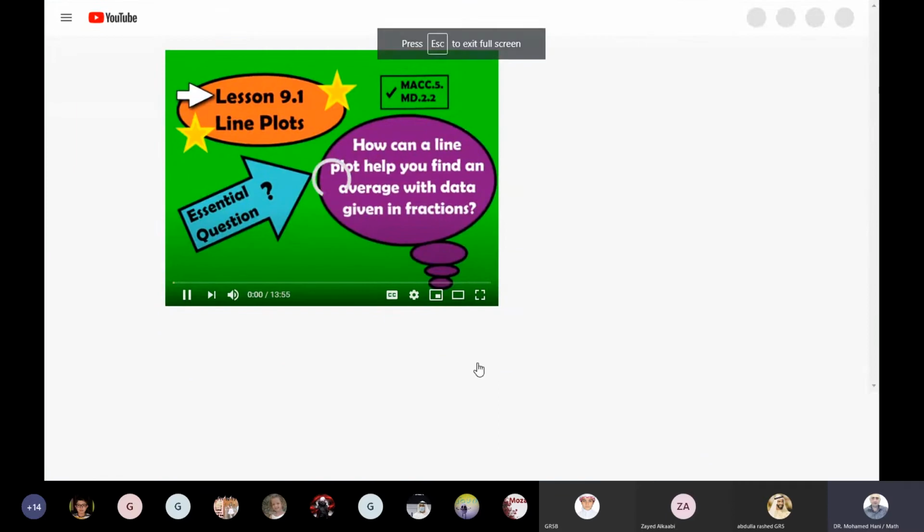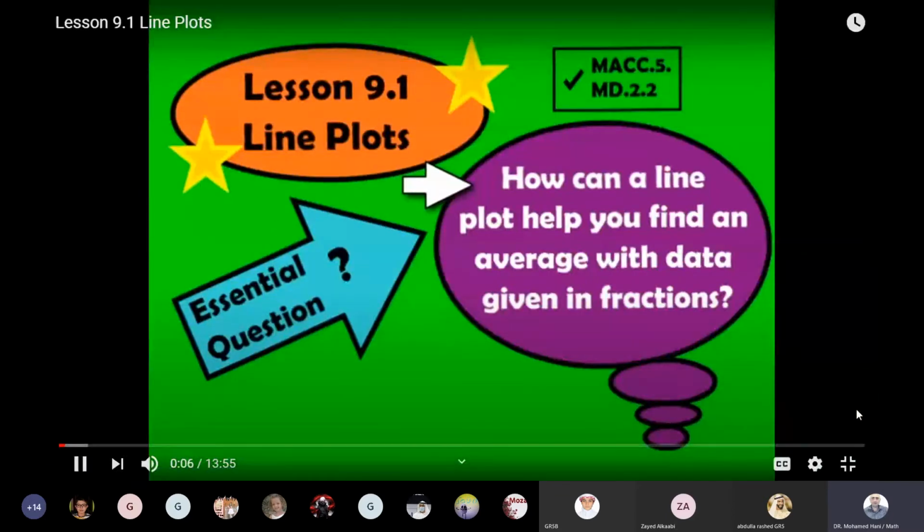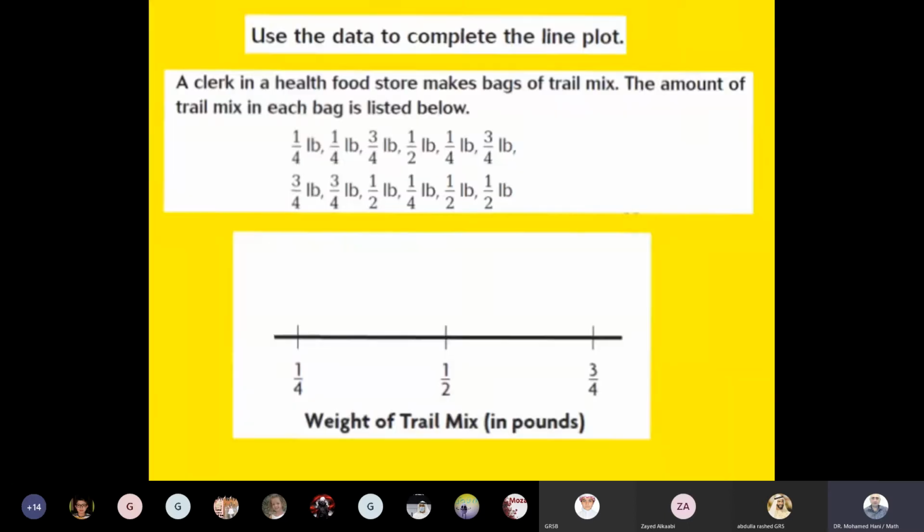Hi, 5th graders. Welcome to Lesson 9.1, Line Plots. The essential question for this lesson is, how can a line plot help you find an average with data given in fractions? Now, go ahead and open up in your Go Math workbooks to Lesson 9.1, found on page 183, and let's get started. Now, let's take a look at this first slide together.